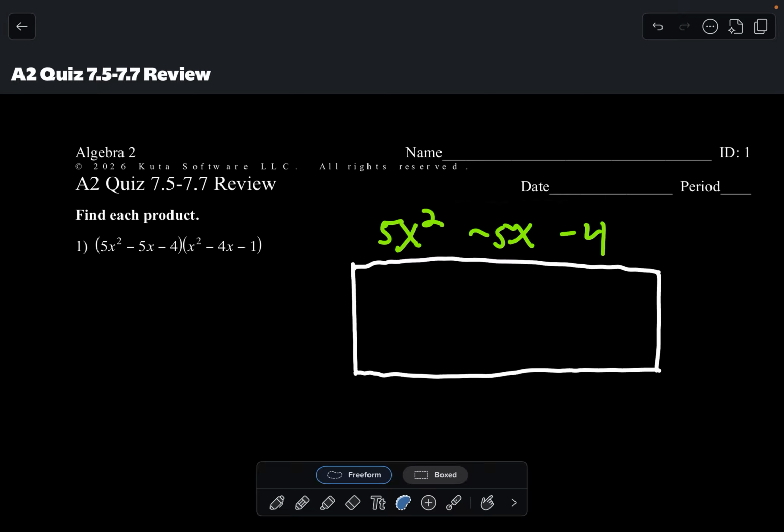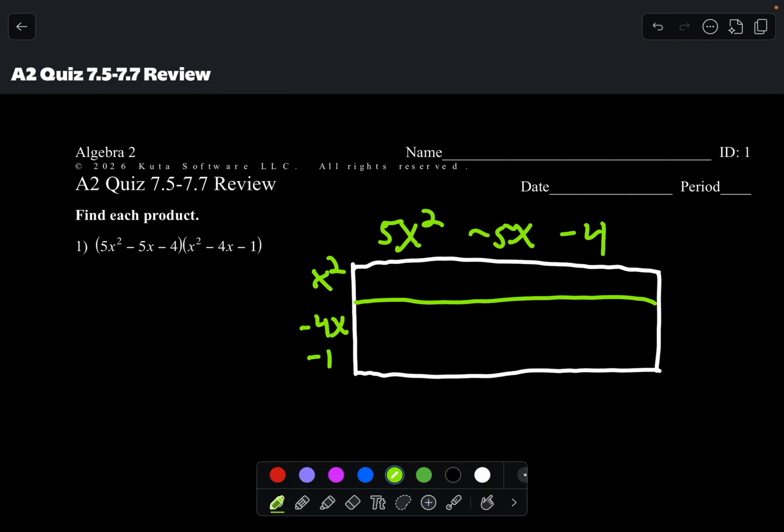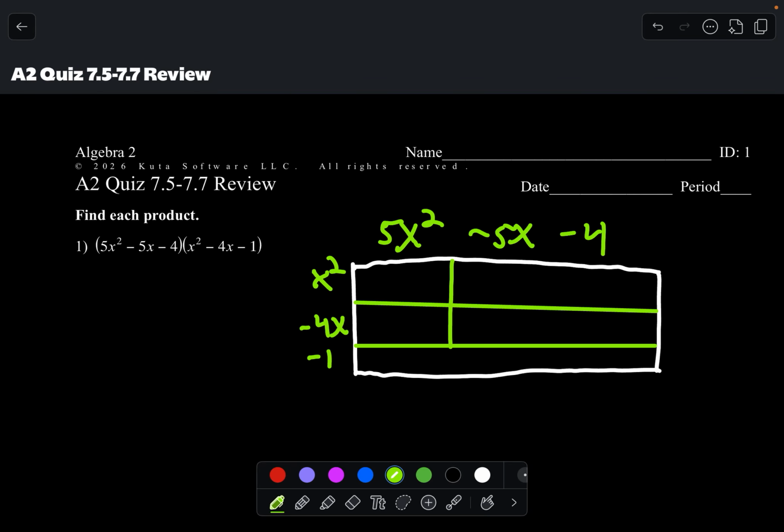All right, and then down the side is x squared minus 4x minus 1. So instead of 3 columns and 2 rows, we have 3 columns and 3 rows. All right? And so you just fill in the box.